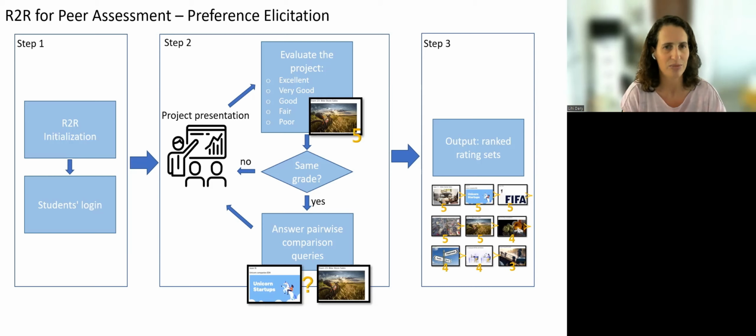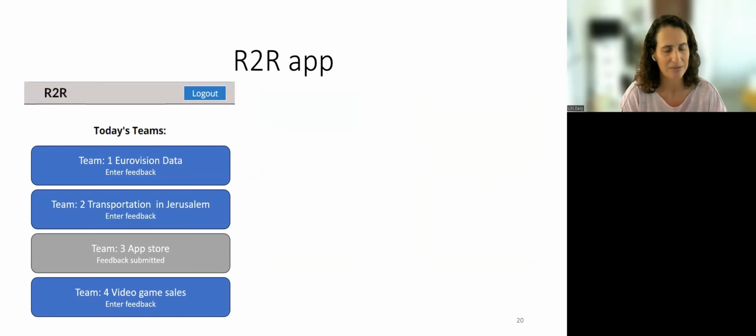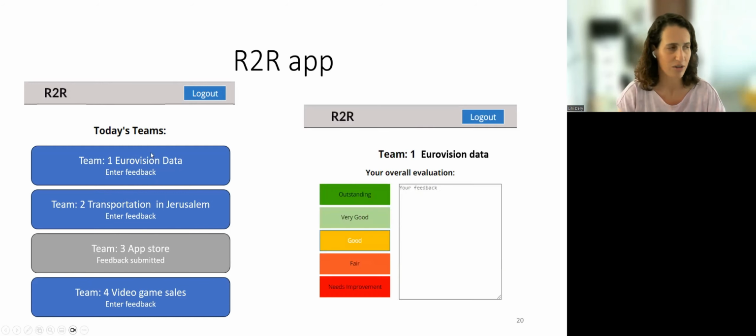Okay, so just to show you some screenshots from the system, this is the main screen of the system, and this is what the students see when they log on. These are the teams, and a blue button means that the student hasn't evaluated this team yet. A gray button means the student has already given evaluation. So let's say the team the student wants to evaluate is this team that did a project about the Eurovision data. So the student clicks this, and then he or she receives this screen, and can give an overall evaluation.